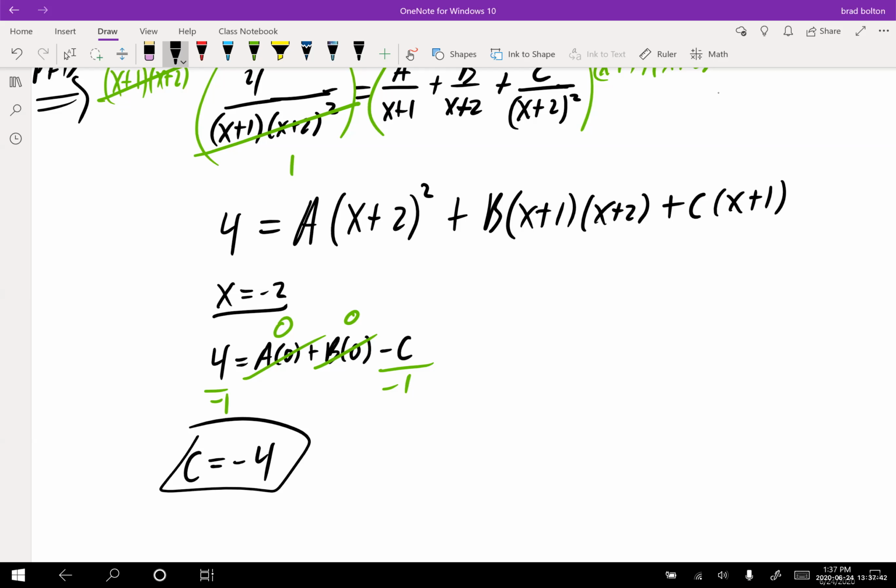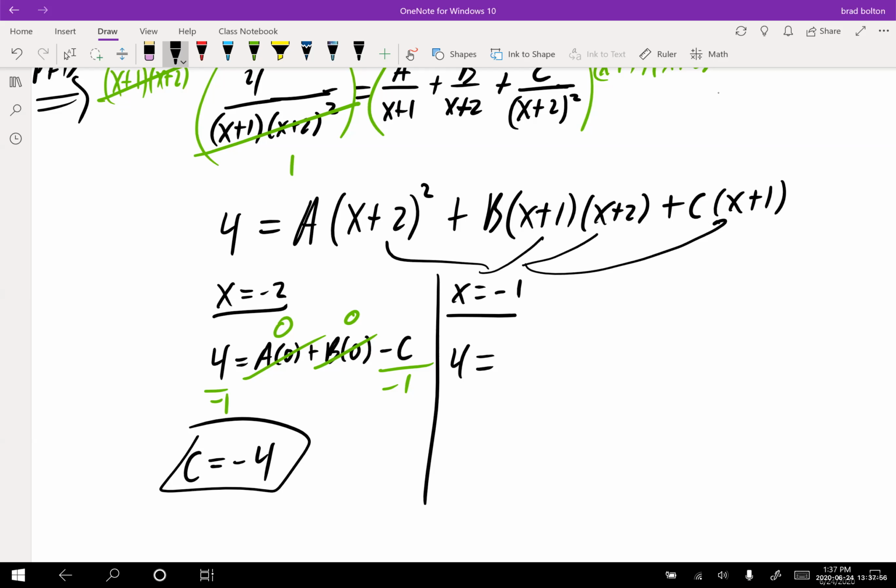Okay, so we got c is worth -4. That's great. Now let's do x equals what? What's another good x to choose? Well, -1. So when I choose x to be -1, I get 4 equals. Now, if I plug -1 into all of these locations, I got to see what happens.